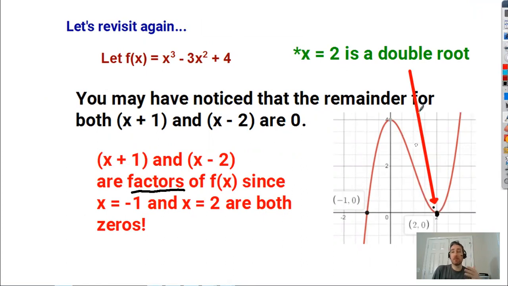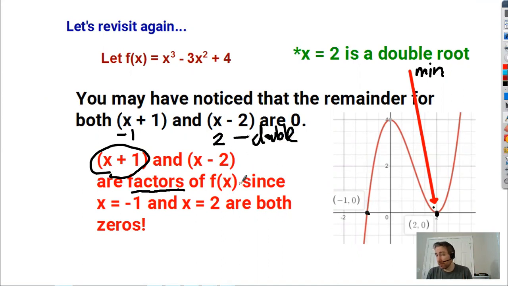And keep in mind that x equals 2 is a double root because it has a minimum or maximum at that point. So it's a minimum there, so it's going to be a double root. So since x plus 1 is a factor because negative 1 is a 0, and x minus 2 is a factor because 2 is a 0, it's a double root.